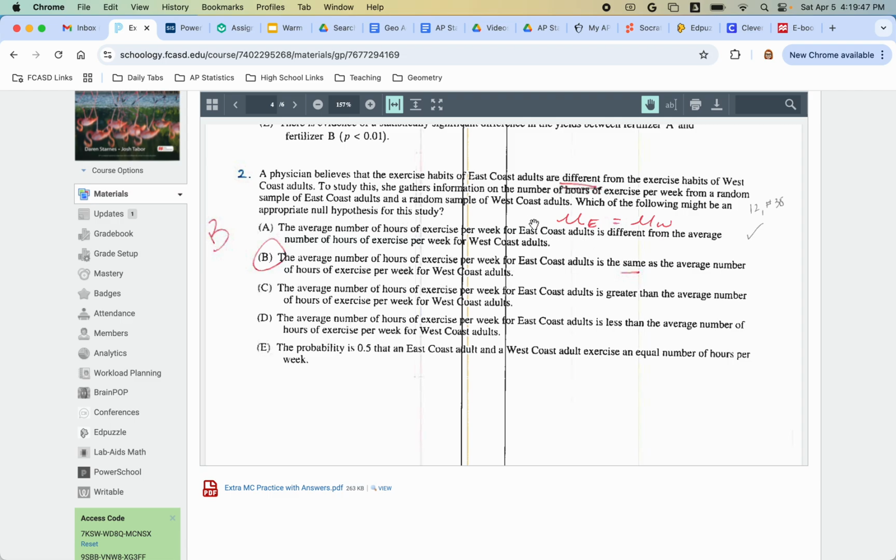This one's asking you what's the appropriate null. So the appropriate null is just saying that the East Coast mean is equal to the West Coast mean, so the average is the same.